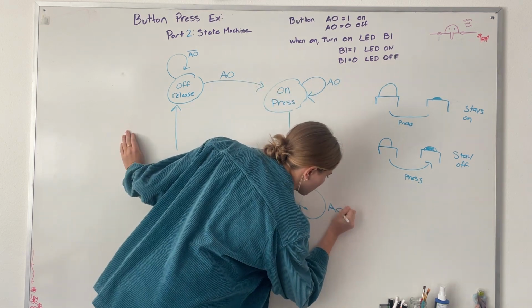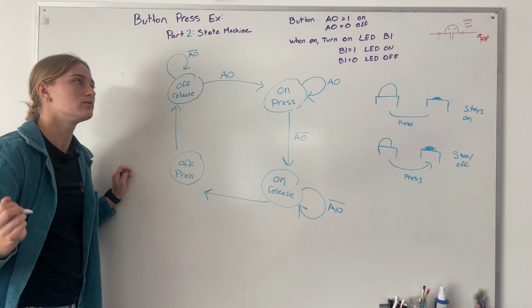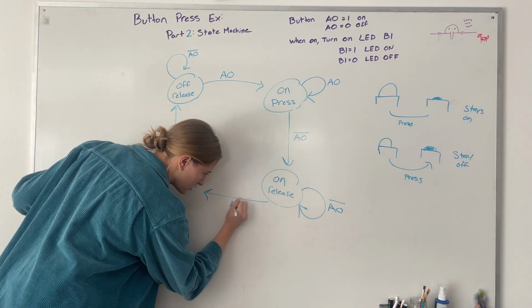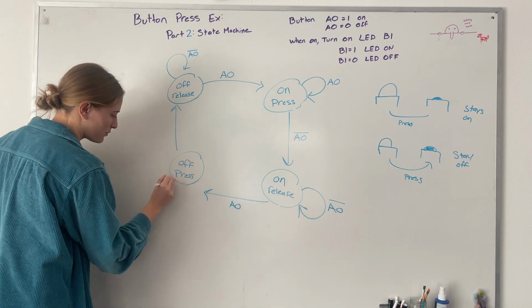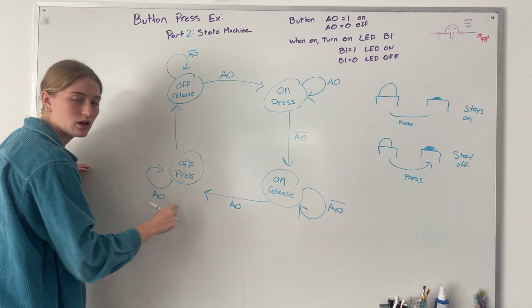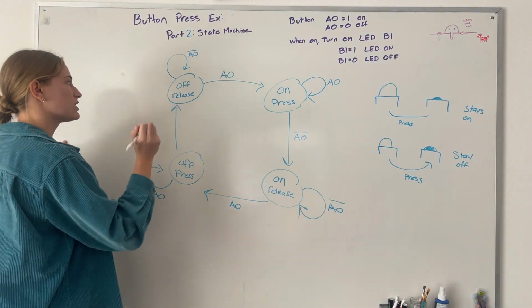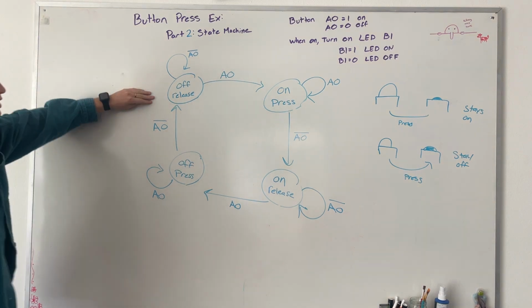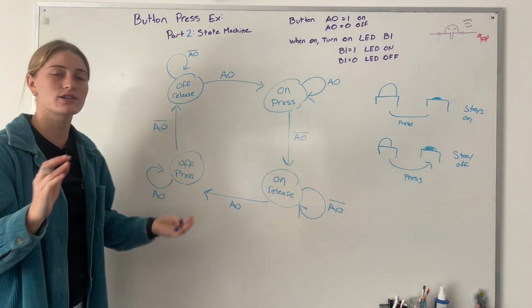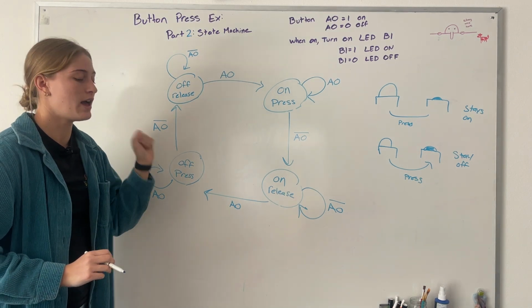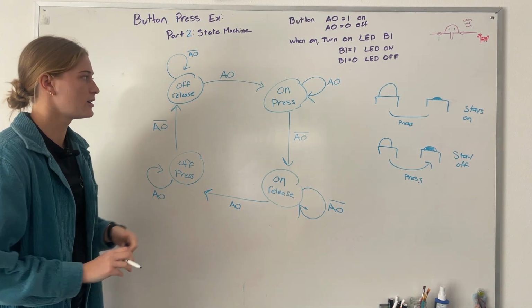So it's going to stay here when A0 is false. And then you click it again, which means that A0 becomes true. And it's off press. What happens if you press and hold it? We're just going to let it be, hang out on off press. And then once you release the button, A0 becomes false, and you end up on off release. This is our state machine for button press, where when you press it and release it, it turns on. When you press it and release it, it turns off.